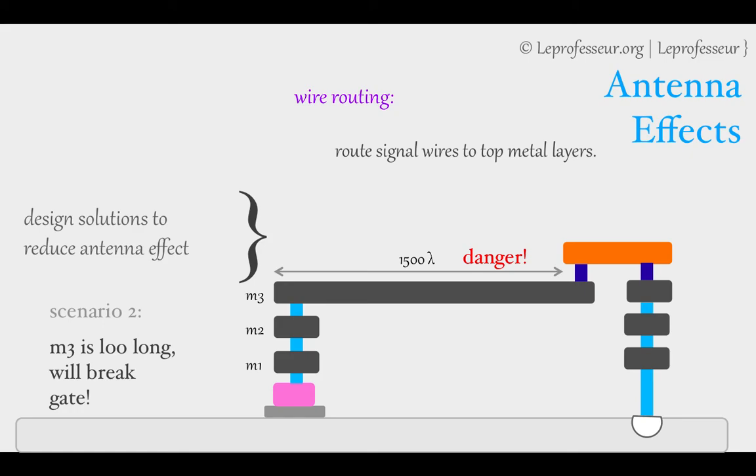So you see where we are coming with that. We are dealing with the very long wires. Now 1500 lambda, I just gave an example, but that again one needs to check with the technology. What we can do to avoid such kind of situation.